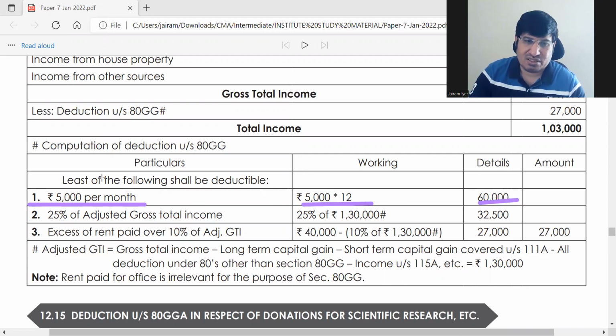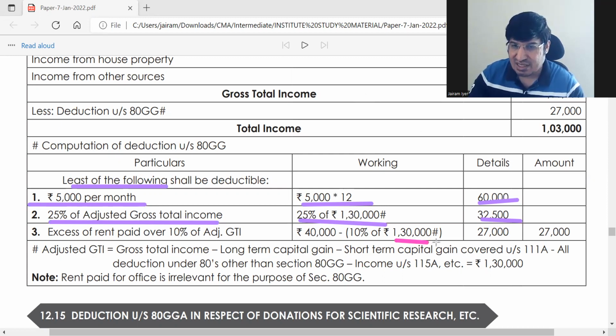We have to take the lowest of the following. 25% of adjusted GTI. Adjusted GTI is same as your GTI we just saw. 25% of 1,30,000 is 32,500. Last is rent paid in excess of 10% of adjusted GTI. 10% of 1,30,000 is 13,000. Rent paid is given as 40,000, so 40,000 minus 13,000 is 27,000.